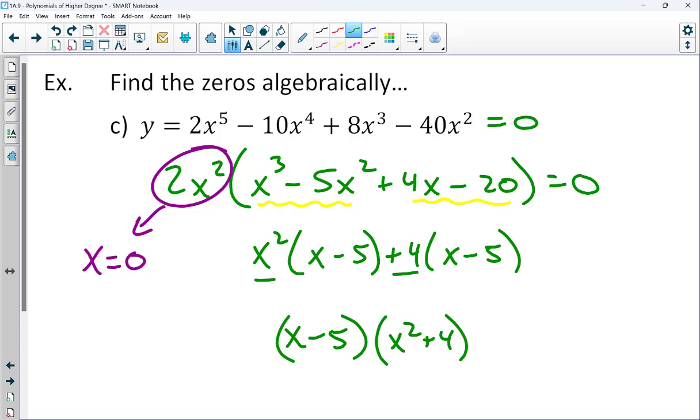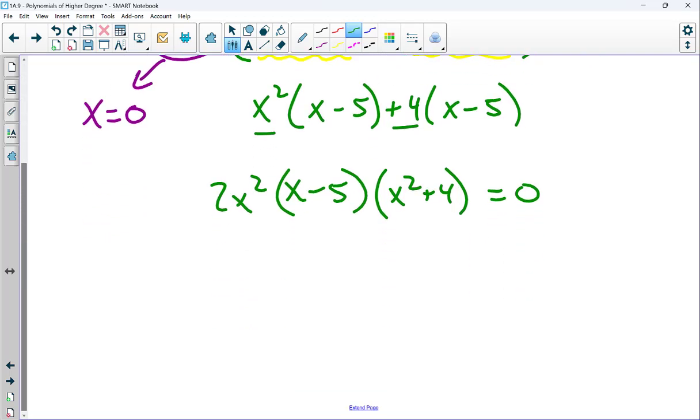Keep in mind 2x squared is also a factor, so if I was asked to give the factorization, this is the complete factorization that I'm now setting equal to 0. And once I have my factors, I can just go through and identify my answers. So I know this one is going to give me x equals 5 as a solution, because set this equal to 0, x minus 5 equals 0, x equals 5. I already know this guy is going to give me x equals 0.